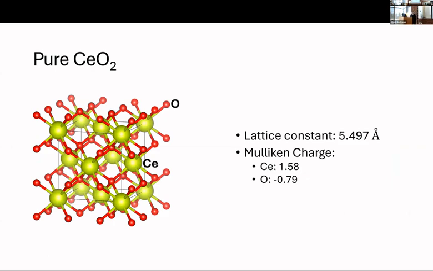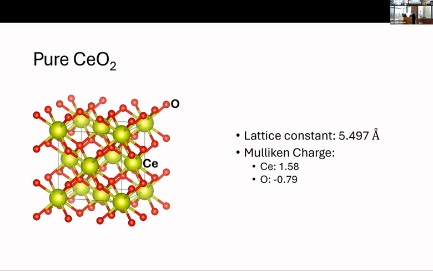The lattice constant from my calculations was 5.497 angstrom, which is around the experimental value. And then here I'm showing you what is known as the Mulliken charge. One thing to keep in mind is cerium in this case should be +4 and oxygen -2. And you can see these values are significantly different. But what's important is the fact that we can make comparison of the Mulliken charges when we're looking at doped structures.